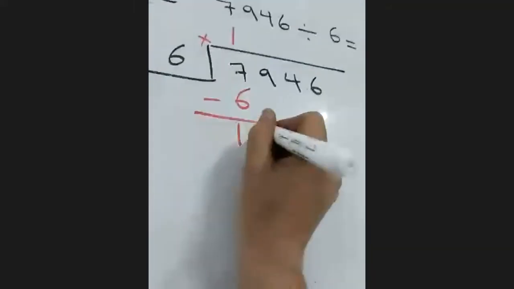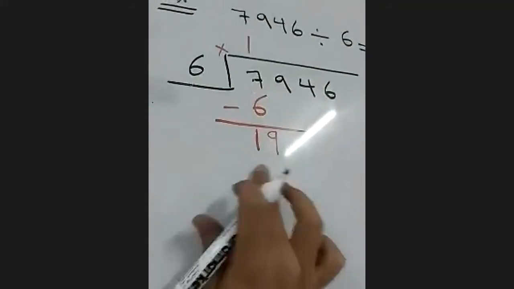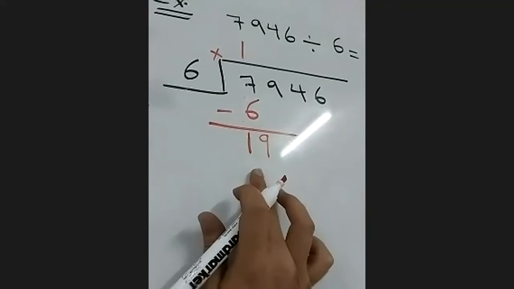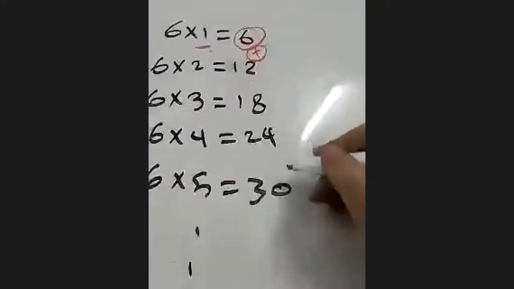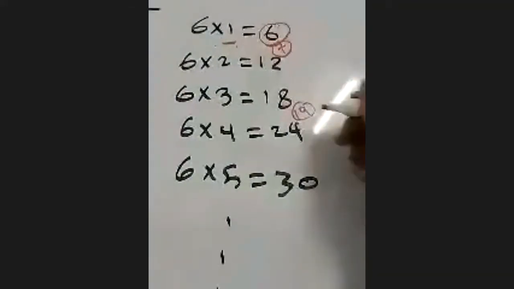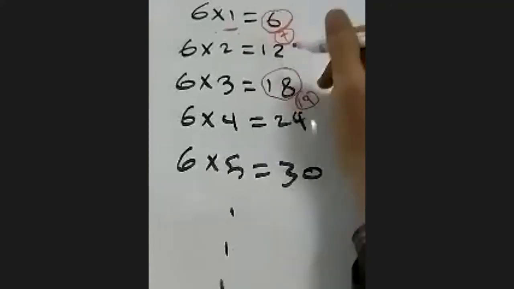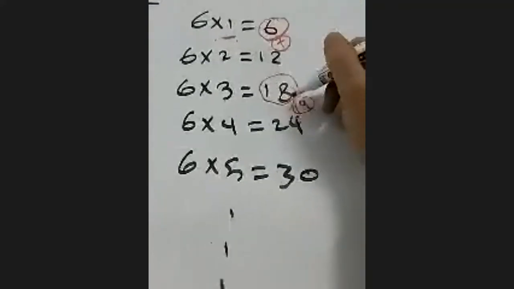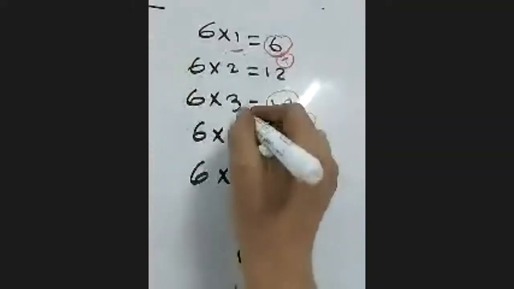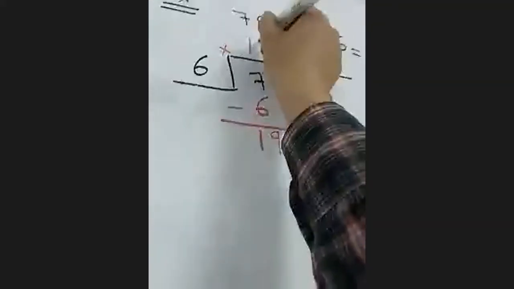I have a new number now, which is 19. I will ask myself, do we have 19 in the timetable of 6? I will check the 19. We have 18 and 24. The 19 is here. So we'll take the smaller number, which is 18, not 12, not 6, the closer number, from down, not from up. Now the 18 comes from multiplying by 3. So I'll put up 3.